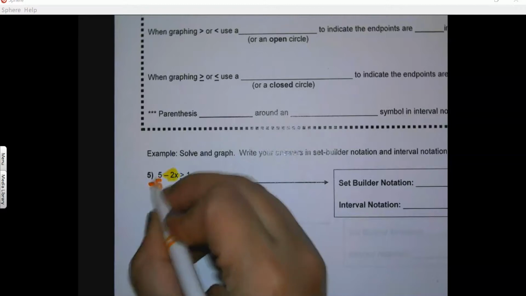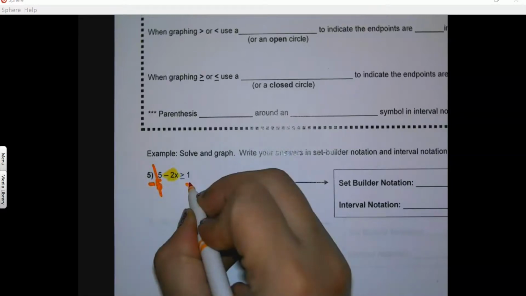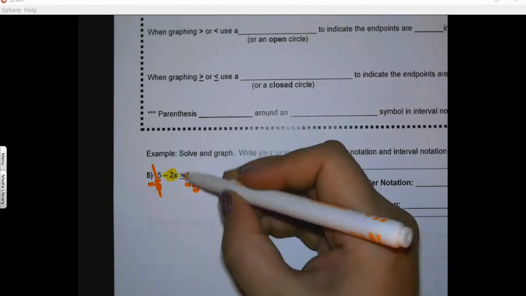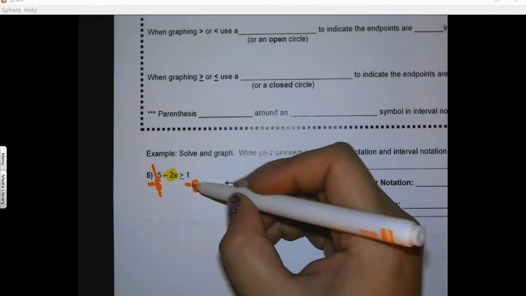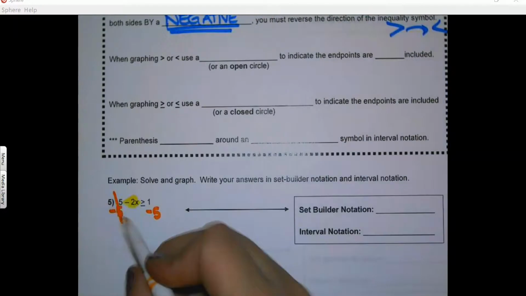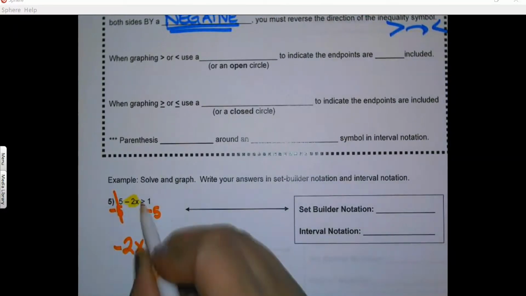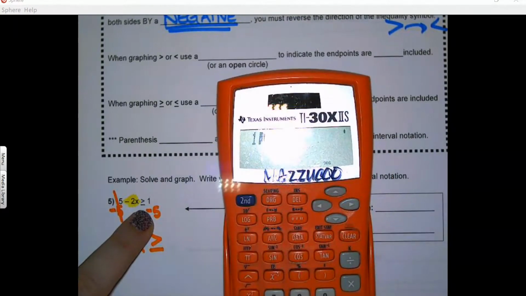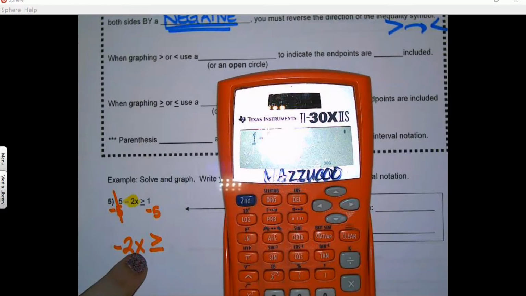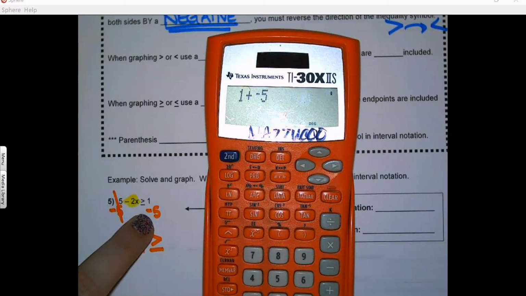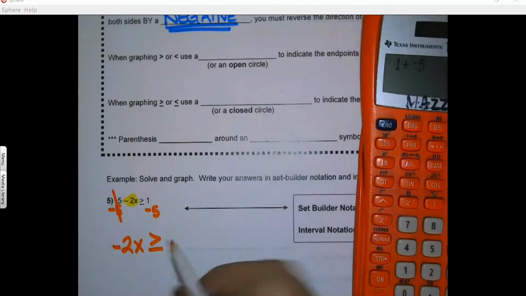-5. 5 minus 5, that's 0. That's gone. If I put minus 5 here, I have to do minus 5 on the other side. Now I don't need to switch the symbol because I'm only subtracting 5. I only switch it when I'm multiplying or dividing. So I'm going to bring down the negative 2x, and I'm not going to switch that sign. And then here I have 1 minus 5, or I can enter it as 1 plus negative 5 on that side. Either way, it's still negative 4.